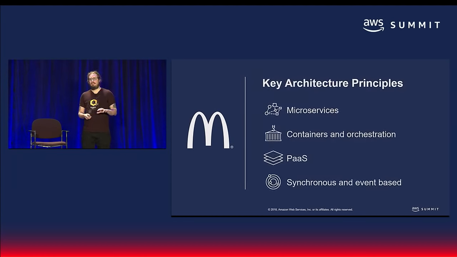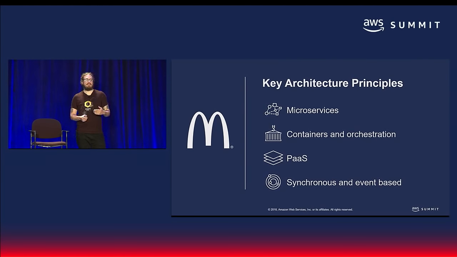So in tackling these challenges, they chose a few key architectural principles. The first was they were going to use microservices. This would allow them to build many different integrations with different partners. It would allow them to easily distribute those integrations worldwide to different regions, where perhaps in the United States, the integration talks to Uber Eats, maybe in another country, it uses a different food delivery service. They would use containers and orchestration with ECS to actually run these different microservices worldwide in different regions.